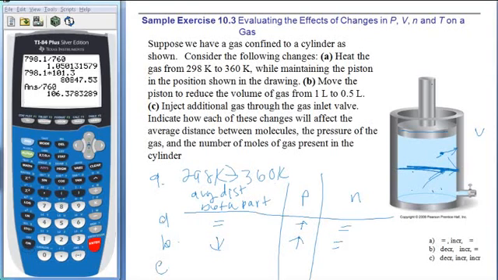And for C, it says inject additional gas through the inlet. So if I just inject more gas, I have the same amount of space, and I am adding a whole bunch more particles. The distance between the particles will go down. The number of particles will go up, and if I have more particles per volume, I'm going to get more collisions and therefore more pressure.